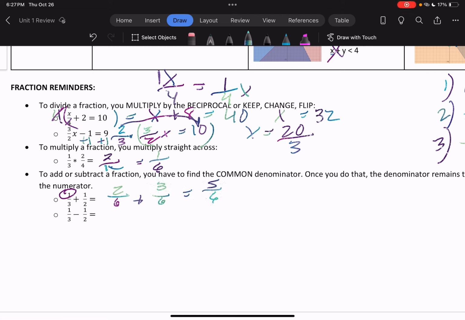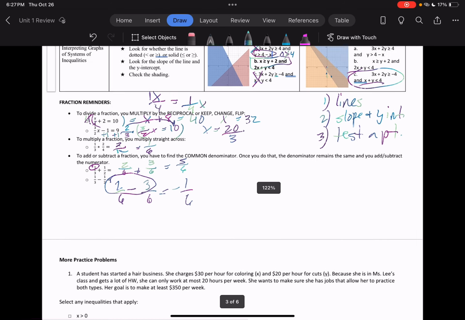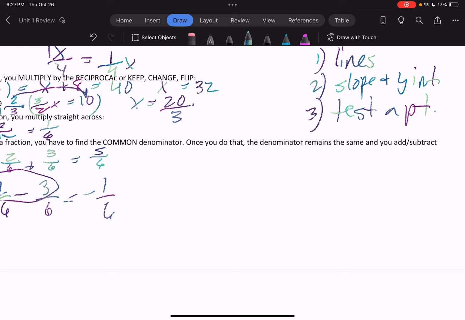Same thing for here. My common denominator is 6. Oh, sorry. The difference with this one is now I'm subtracting. So this is actually going to be a negative 1/6, not 1/3, 1/6. That denominator will stay the same. 2 minus 3 is negative 1. Okay? All right. Very quickly, I'm going to go over a quick fraction thing just to remind you.